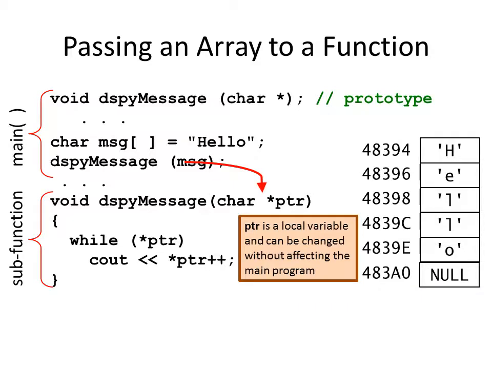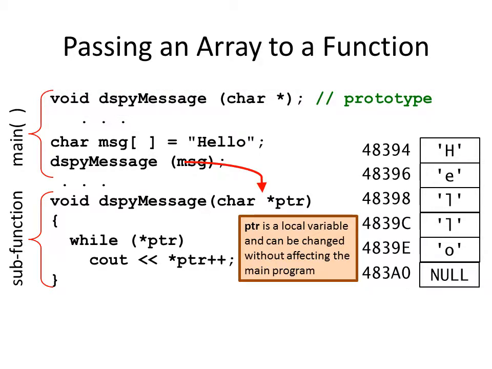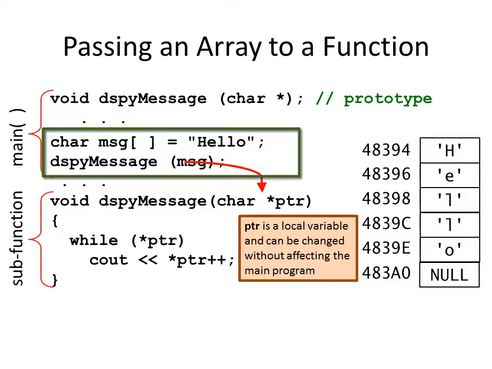Here's an example of passing an array to a function. In this case, I'm passing a string. I don't need to specify the size of the string because we can stop when we reach the null byte. In the main part of the program, I have my function prototype, void display message, and a char star that identifies the type of data that's going to be passed. You can, if you want, put in a name, but it's really not required for the function prototype. Later on inside main, char message equals hello, and then display message, and I'm passing msg, which is the array, and I'm passing the array to the function.